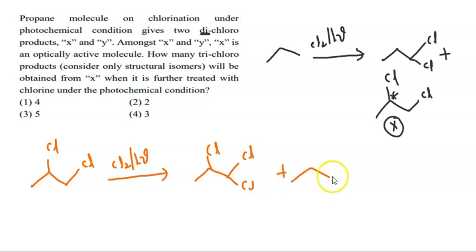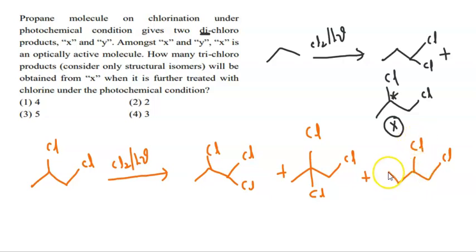plus, and here it is Cl, and here it is Cl. This is another trichlorinated product. 1, 2, 3 Cl. Here it is Cl. If this carbon's hydrogen is replaced by chlorine, then you can get 3 trichlorinated products. Option 4 is the correct answer for this question.